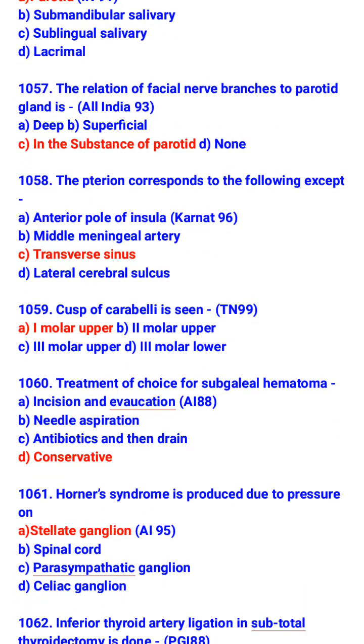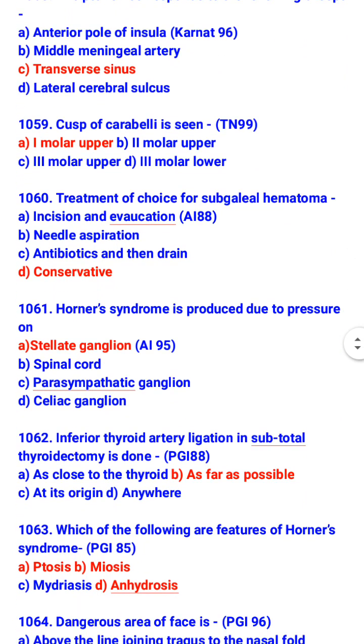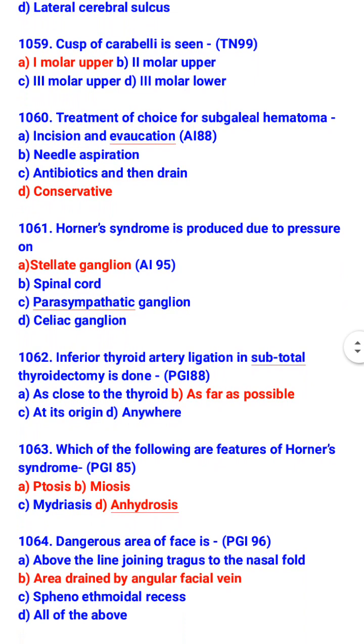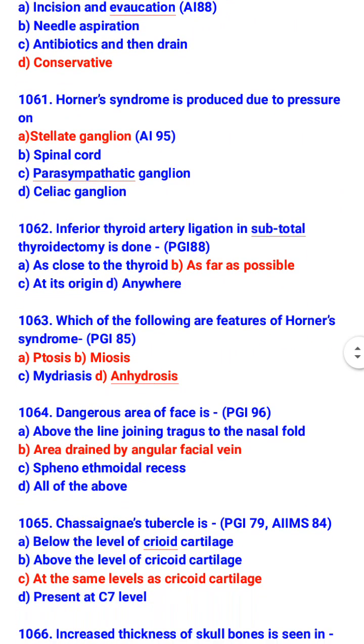Cusp of Carabelli is seen in first upper molar. Treatment of choice for subgaleal hematoma is conservative. Horner syndrome is produced due to pressure on stellate ganglion. Inferior thyroid artery ligation and subtotal thyroidectomy is done as far as possible.